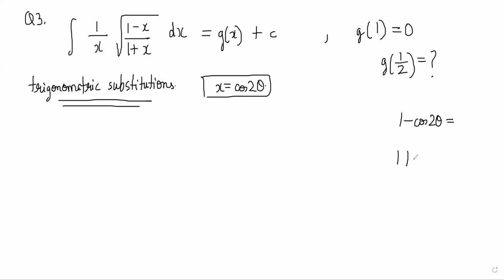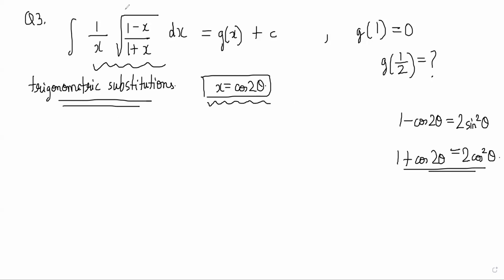It gives 2 sin square theta and 2 cos square theta, and as soon as you do that, the tan theta will come and simplify. Now simplify and try to solve it. The benefit of this substitution is that it removes both the roots directly in one shot, right?